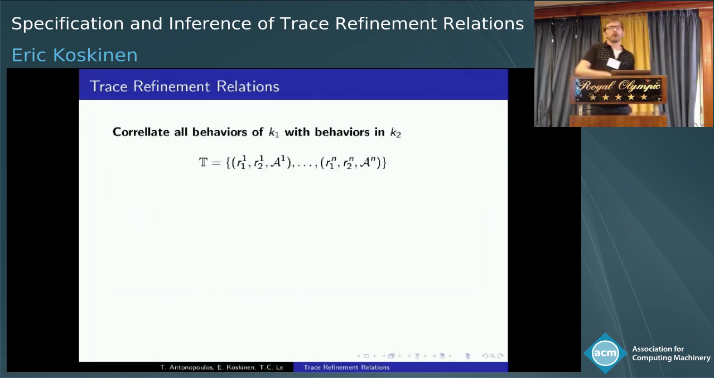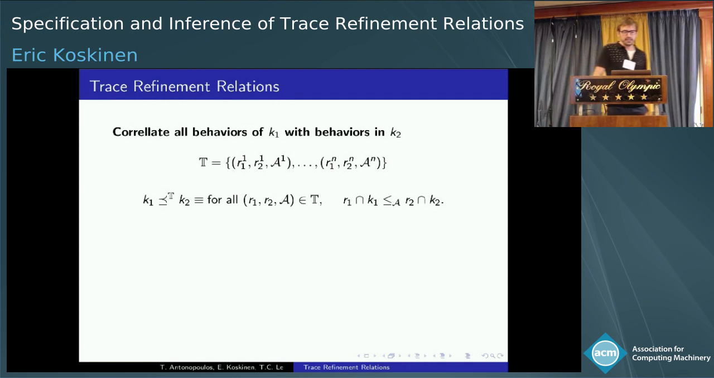And we can do this then for all the various behaviors of K1 and try to correlate them with behaviors in K2. And if we do that, then we can assemble our trace refinement relation, which is denoted with this capital T. And then we say that K1 is trace refined by K2 if, for any one of the tuples in it, the inclusion holds.